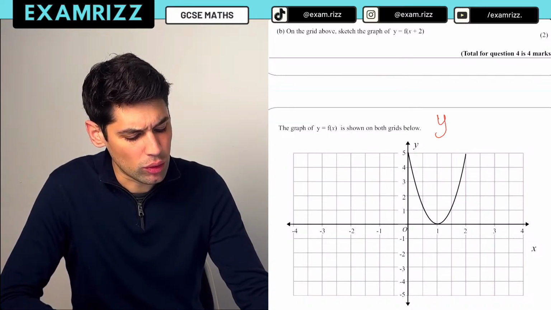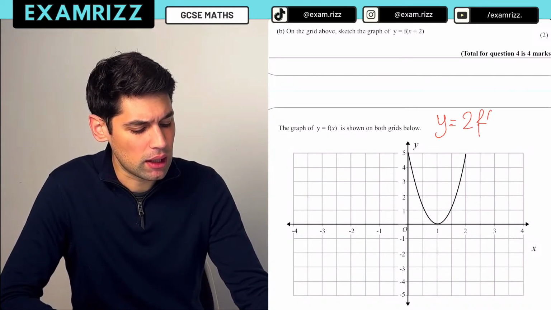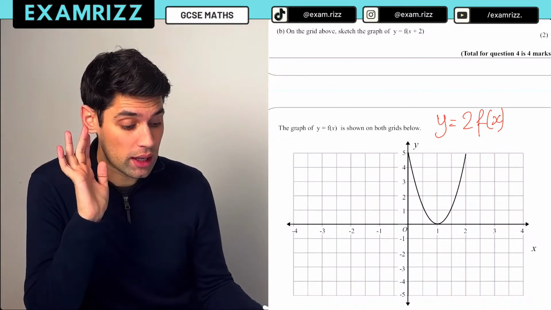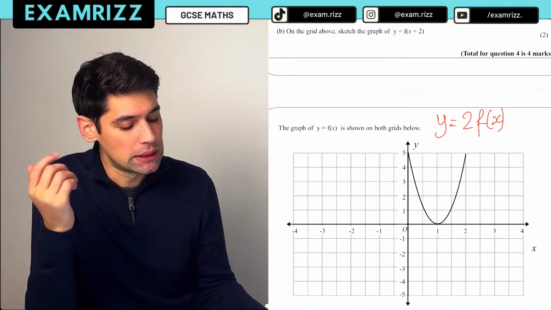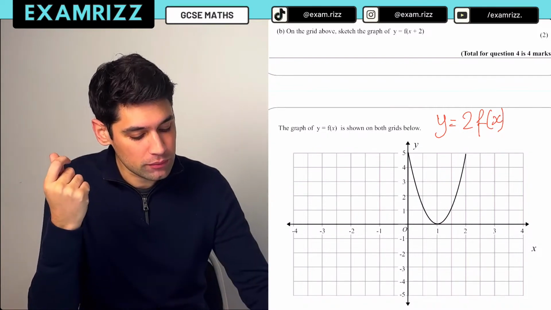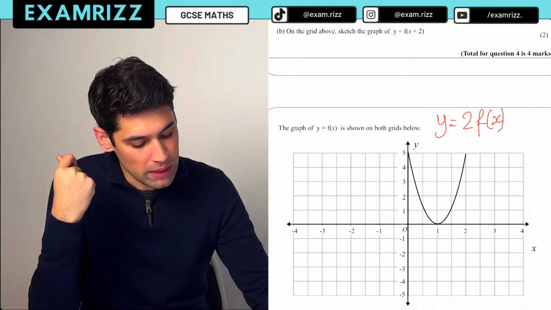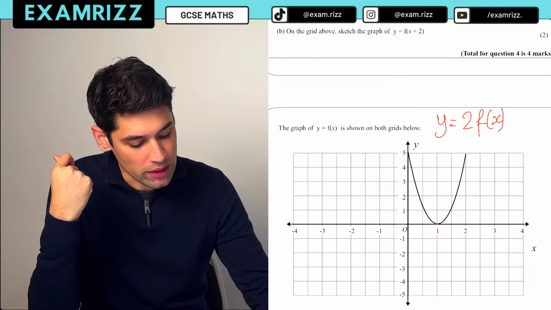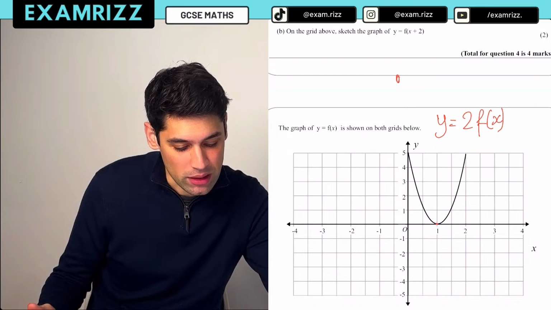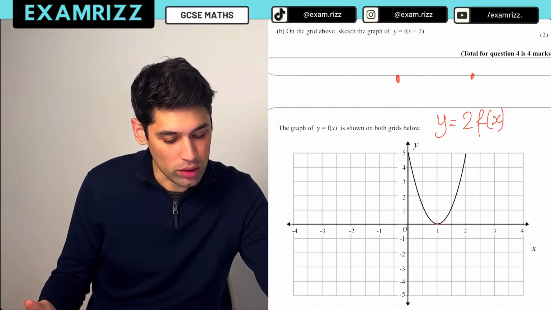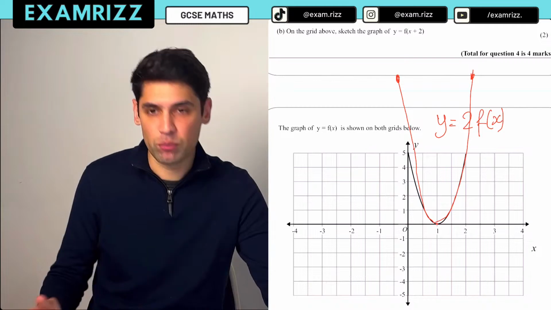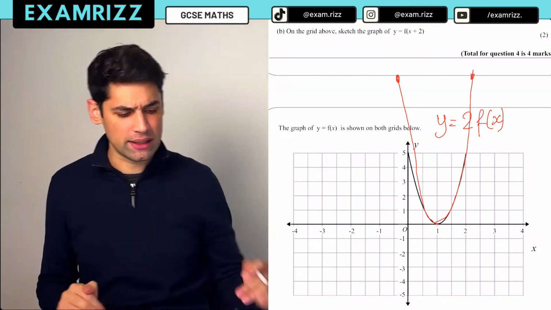That's fine. Let's do the one I decided against earlier. 2f of x. Y transformation, because the change is happening on the outside. All the y coordinates get multiplied by 2, meaning that, well, it's going to be pretty difficult to see on this one, but the 0 stays at 0. Then this 5 is going to go up to 10 somewhere up here, as is that one. And it's going to end up looking something like that, just really stretched along the y-axis.